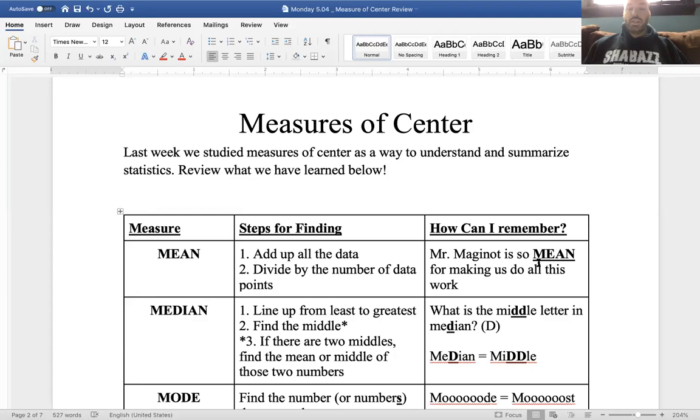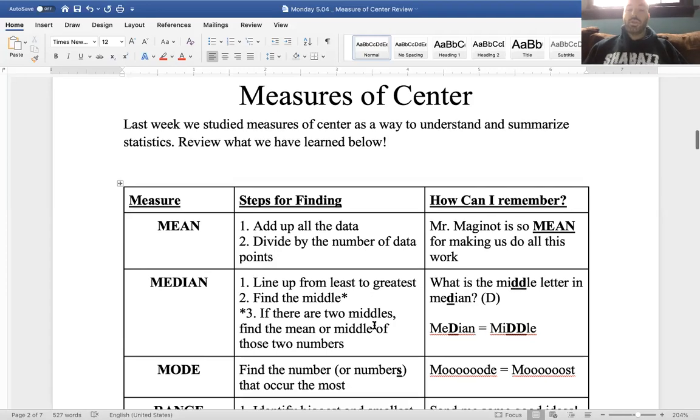To find the median, you line up from least to greatest, then find the middle. If there's 2 numbers in the middle, you have to find the middle of those 2 numbers, or the mean of those 2 numbers. What's in the middle? The letter D in the middle of median is the same as in middle, and that helps me remember that median means to find the middle.